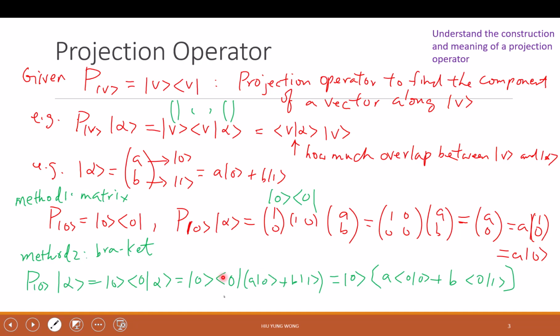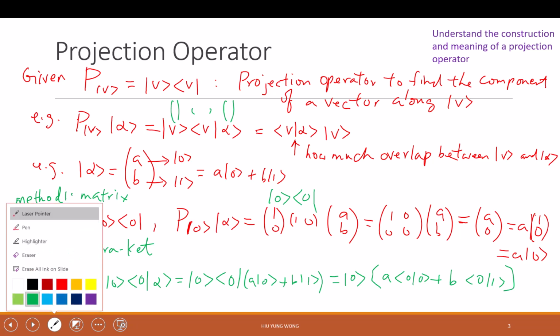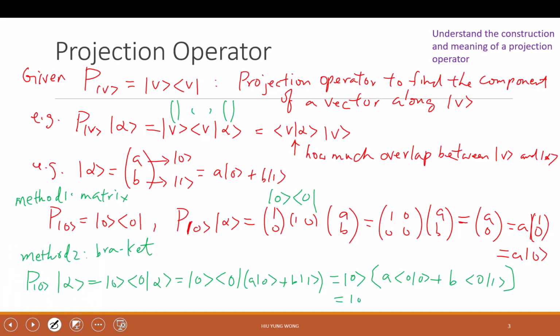If not, step back and think: this is just a row vector, this is column vector plus column vector. I can do row times the first column plus row times the second column. And that is exactly what we were doing earlier. Okay? What is <0|0>? 1. What is <0|1>? 0. Because we assume it's orthonormal. Right? So if that is the case, then I get A|0>. Right? So you get the same thing.